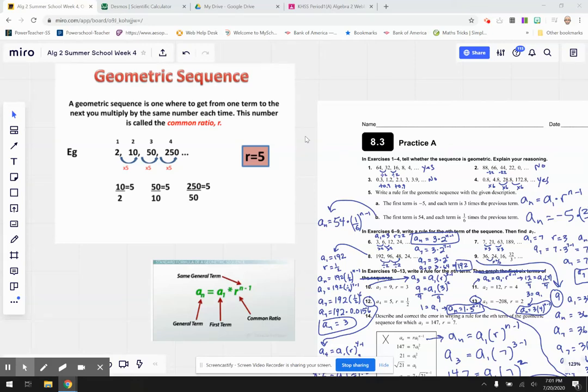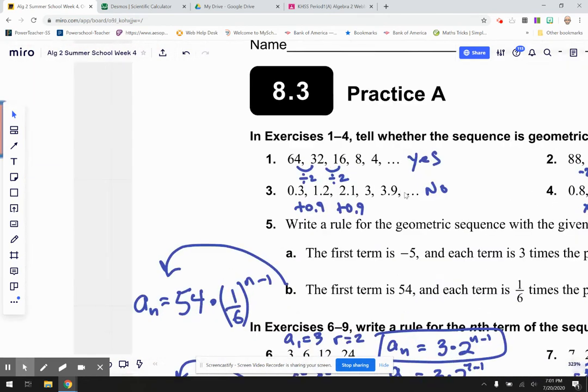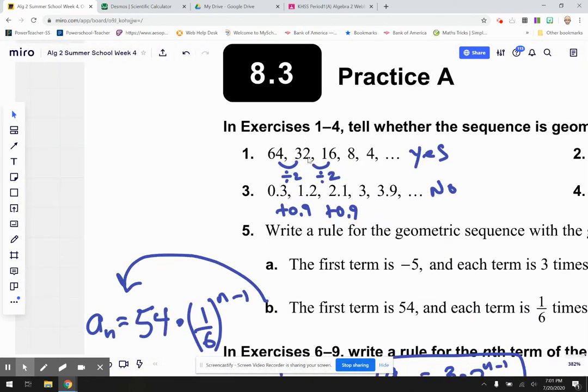All right, here's a video for 8.3, practice A, and then I'll do a separate video for 8.4, practice A. So this is on geometric sequence and geometric series. So a geometric sequence is when you have a sequence of numbers separated by commas, where you have a common ratio, like where you multiply or divide. So like here, you're dividing to get to 32.